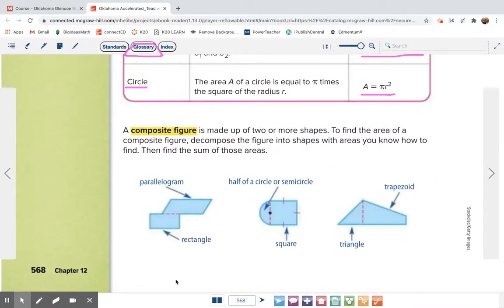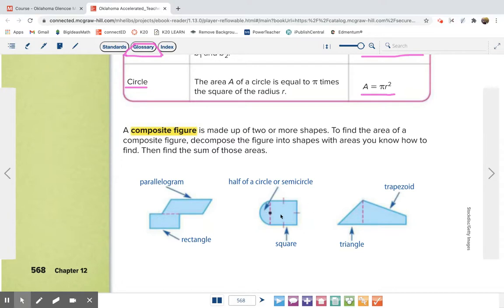Okay, so the first thing we're talking about is composite figures. A composite figure is made up of two or more shapes put together. And you can find the area of them, and it says to decompose the figure, or basically break it apart into shapes that we know formulas for. So, looking at this shape, we can cut it right there where that dotted line is, and then we have a parallelogram and a rectangle. I could find those two areas separately and then add them together to find the total area of that shape.